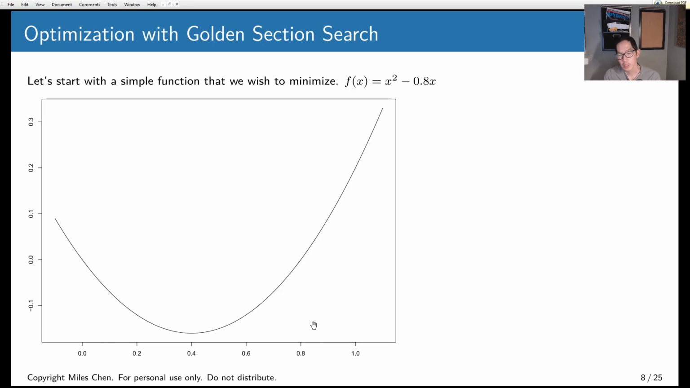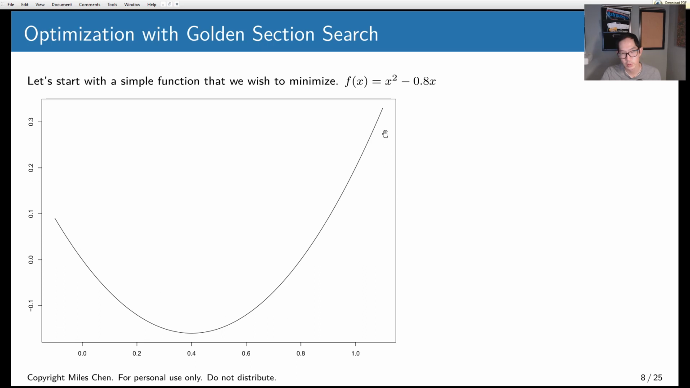All right, so with that in mind, regarding the golden ratio, we can use the golden ratio for golden section search. So here's a simple function, x squared minus 0.8x, where a minimum's at 0.4, and what we want to do is minimize this. We want to find this minimum location of 0.4. Well, here we just have the graph. So here I'm going to just start off with an interval.